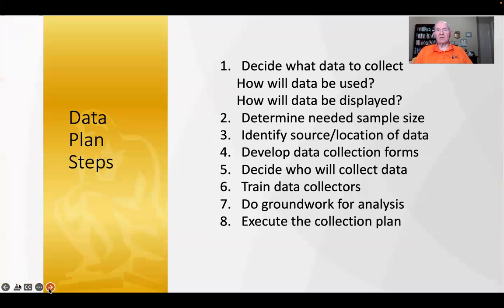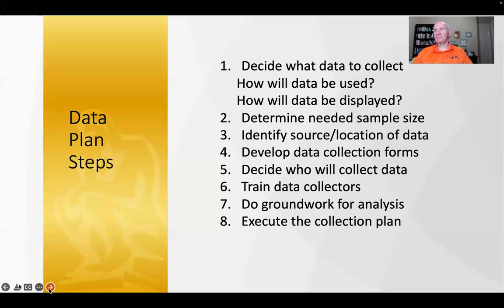So create a data plan. Decide what data, how, when, and where. Determine what sample size you might need. Are you going to track everything? Are you going to track every 10th one? Are you going to do a random sampling? How are you going to determine what your sample size is, and who will be or what will be included in your sample size? And sources and location of data.